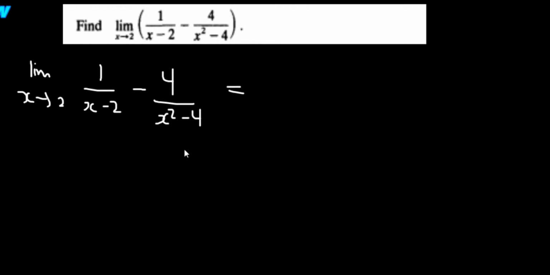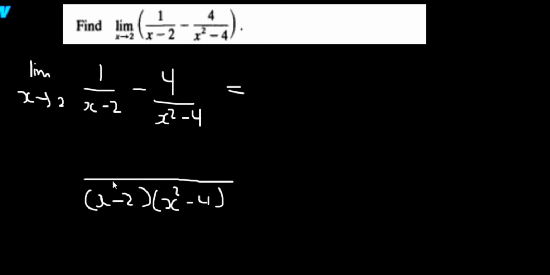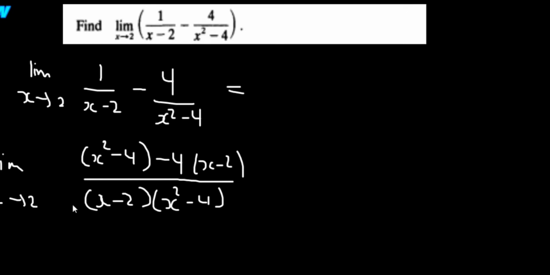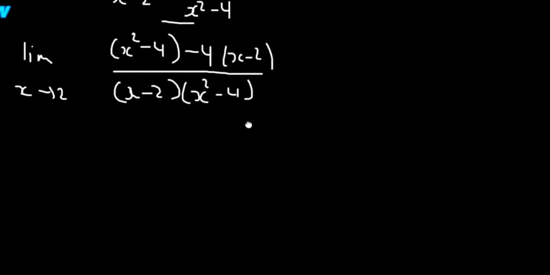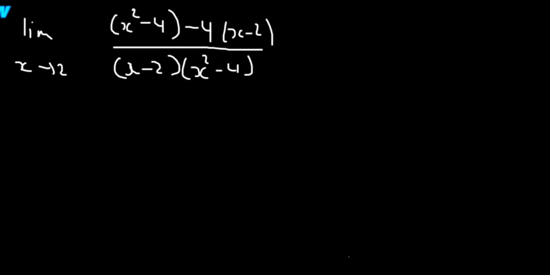So for L'Hopital's rule, you can find the LCM of this. That will be x minus 2 and then x squared minus 4. So this will give me 1 times x squared minus 4, minus 4 into bracket x minus 2. So I now have the function to be the limit as x approaches 2. Okay, so now operating this as this. Now that you have it in fraction form, you can apply L'Hopital's rule.